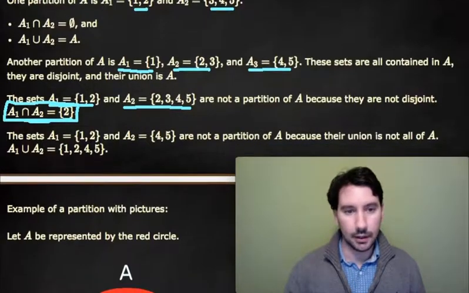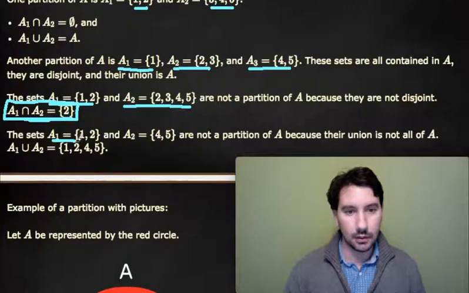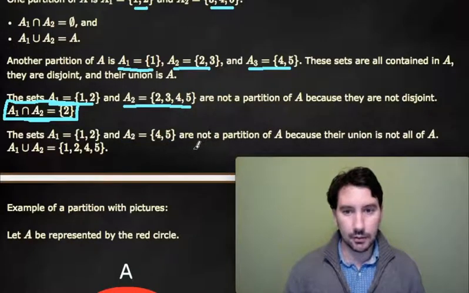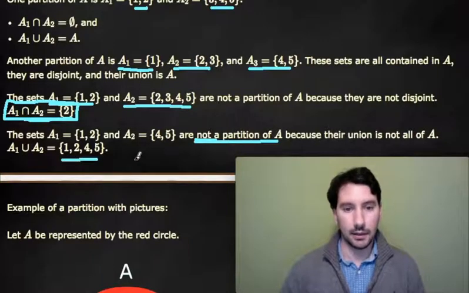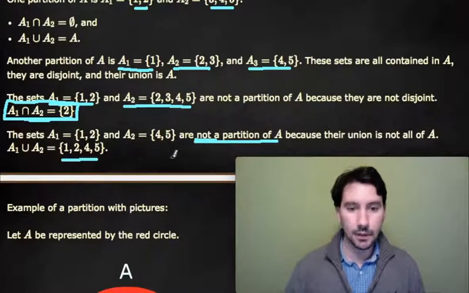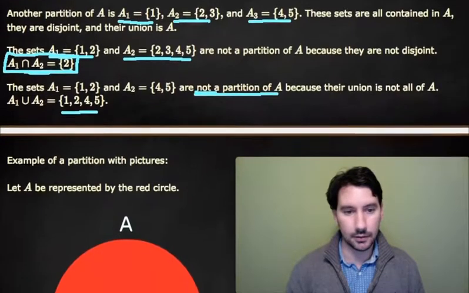And similarly, if we had A1 equals {1, 2}, and A2 equals {4, 5}, these sets are disjoint, but they are not a partition of A, because their union is not all of A. So A1 union A2 is only {1, 2, 4, 5}, and we're missing 3. So the partition must break up the set into smaller sets, but it must include every point in the larger set.